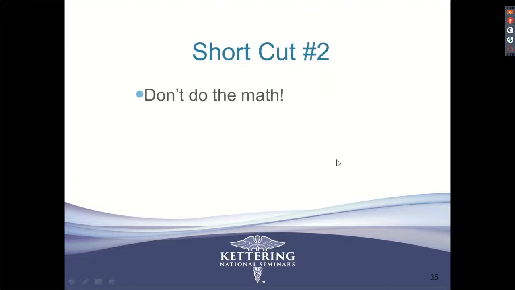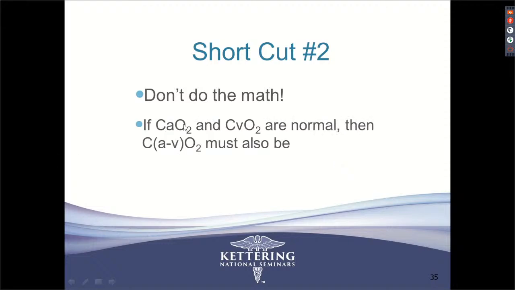That's the don't-do-the-math part. If the CaO2 and the CvO2 are normal, again, you've got to know what the normal values are, then the CavO2 must also be normal, right? Within 4 to 5 volumes %. And that's letter D. So if you haven't highlighted letter D, make sure you do that.